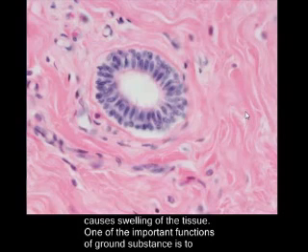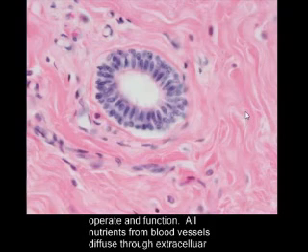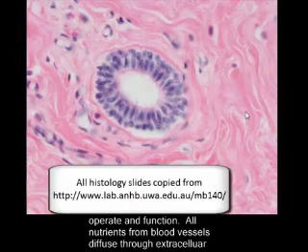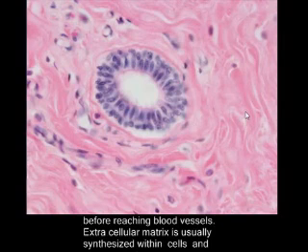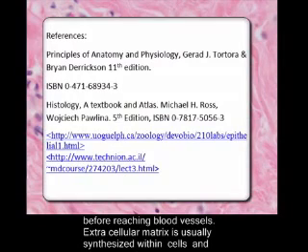One of the important functions of ground substance is to provide a medium with a very sensitive and controlled environment for its cells to operate and function. All nutrients from blood vessels diffuse through extracellular matrix to reach cells, and similarly all metabolic waste diffuses through extracellular matrix before reaching the blood vessels. Extracellular matrix is usually synthesized within cells and is secreted outside as and when necessary.